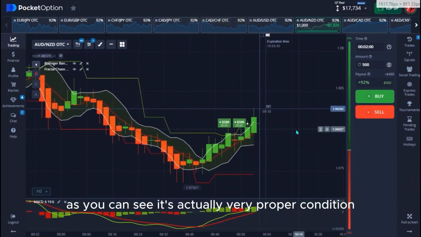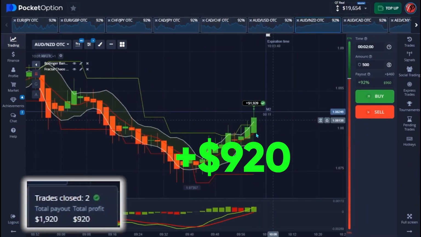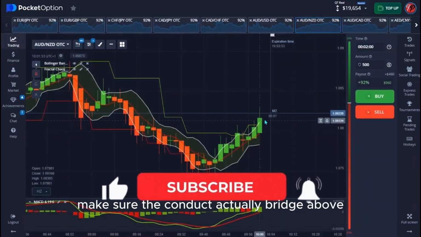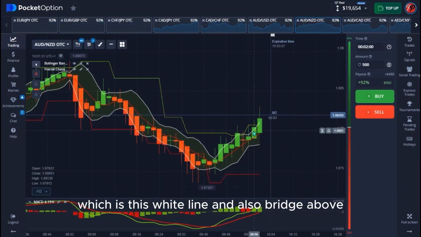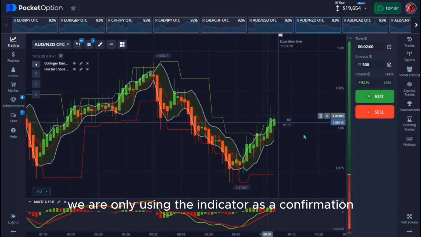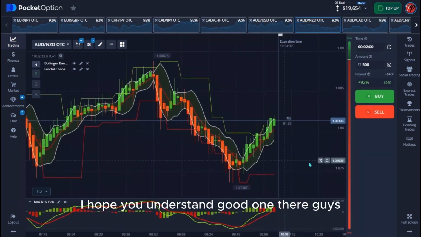As you can see, this is actually a very perfect condition. I hope you understand. All right, so before you enter the trade, make sure that the candlestick actually bridges above the Bollinger Band upper line here, which is this white line, and also bridges above or touches the green line of your fractal indicator. We are only using the indicator as a confirmation of our Bollinger Band. I hope you understand. A good one there, guys.